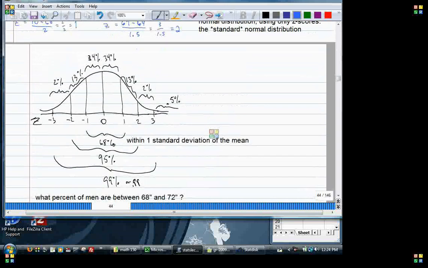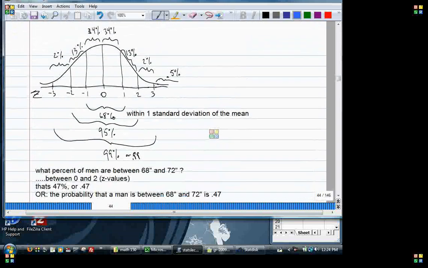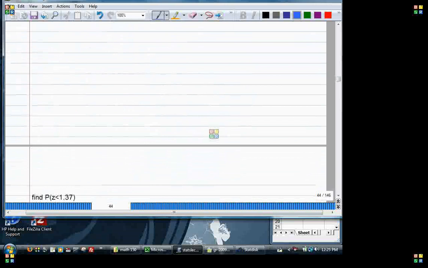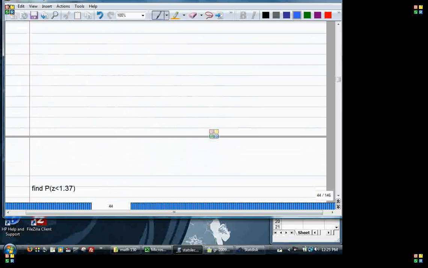So again, I just gave you a quick little idea of a couple different percentage or probability figures. Naturally, we want to be able to do these calculations for something other than just z as an integer. And that's what we're going to talk about right now. How do you find the probability that z is less than 1.37?